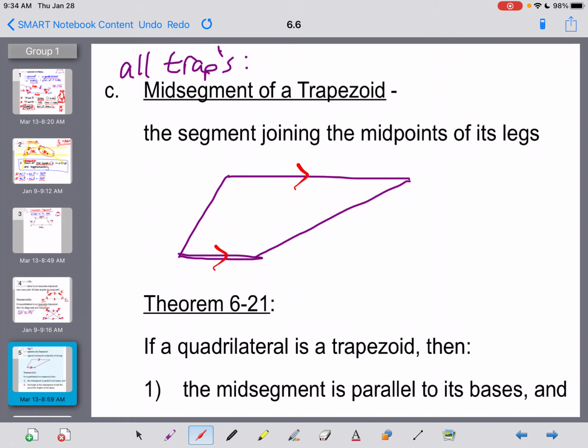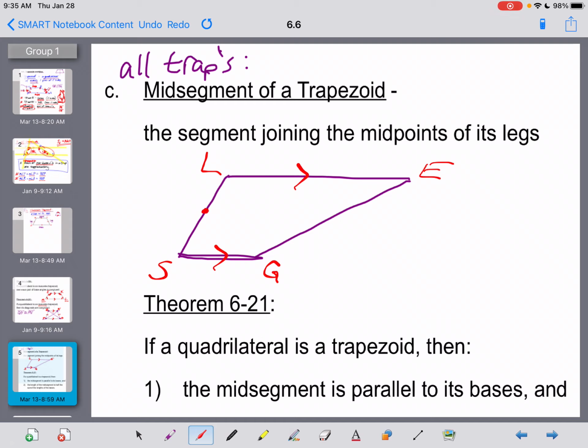A midsegment, everybody, joins the midpoints of your legs. Now the legs are the non-parallel sides. So let me call this figure L-E-G-S. L-E and S-G are parallel, those are the bases. So the legs are L-S and G-E.